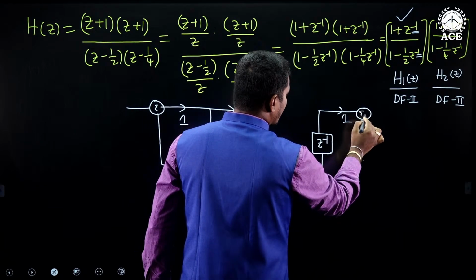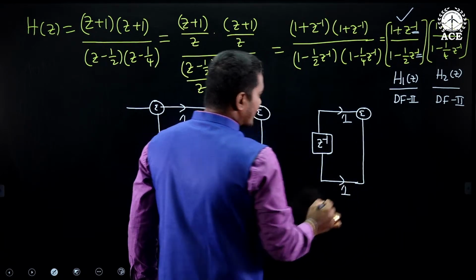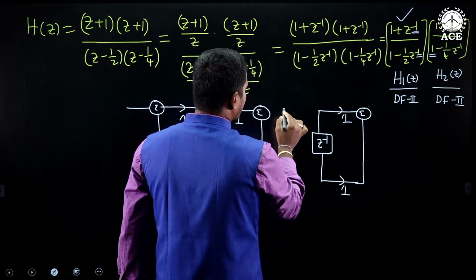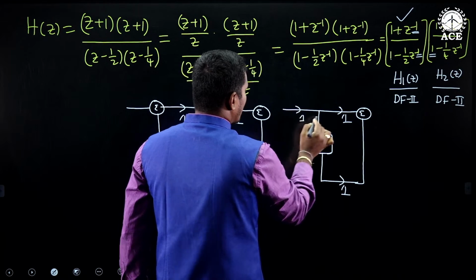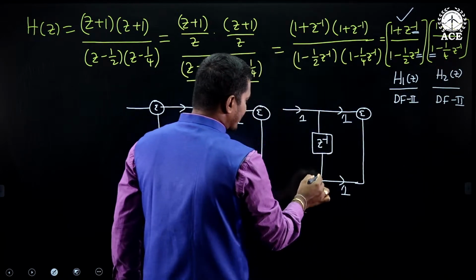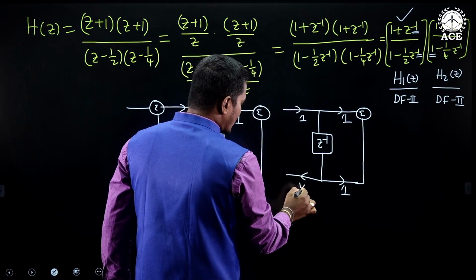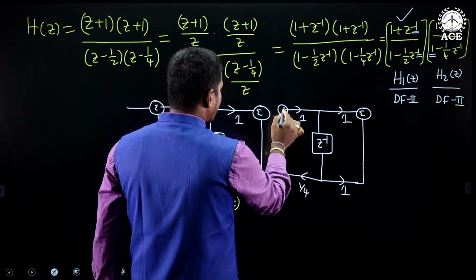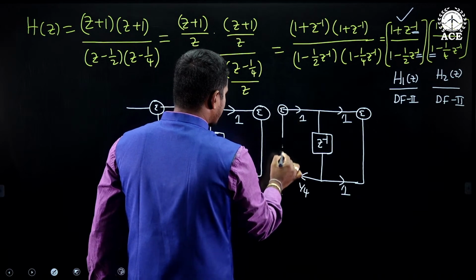Take one summer here. Over. Next, denominator. Constant is how much? 1. And Z inverse coefficient is minus 1 by 4. Reverse sign, so plus 1 by 4. Sum these two. Sum these two.